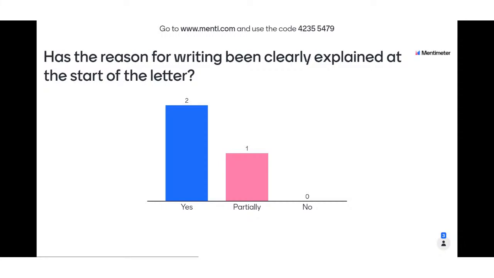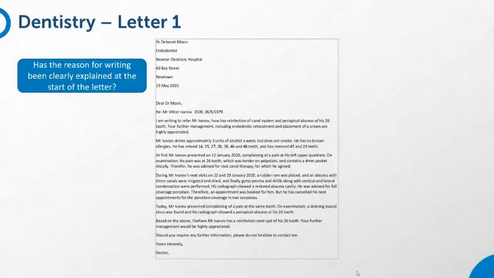Give you 10 more seconds if you would like to answer. So we've got 2 people who are saying yes, 1 person saying no. That's gone up to 3 people saying yes. Great. All right, well, let's look at it together.